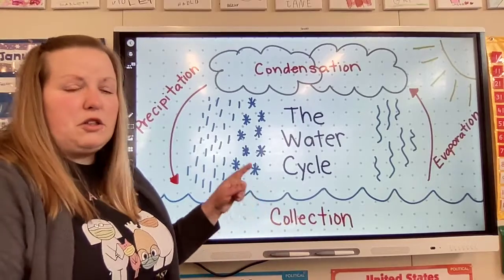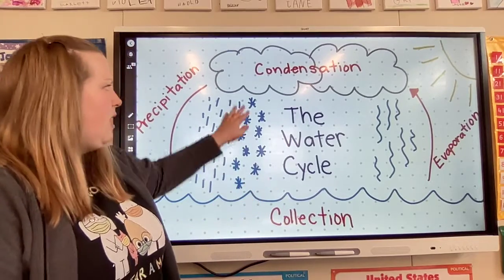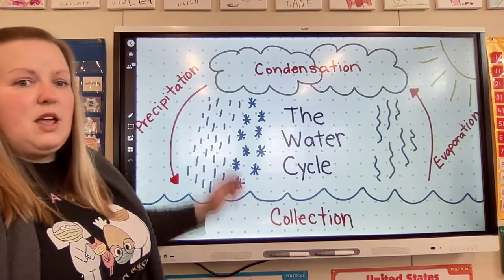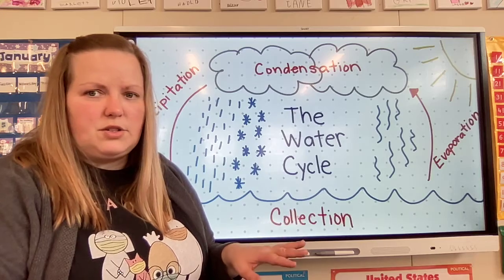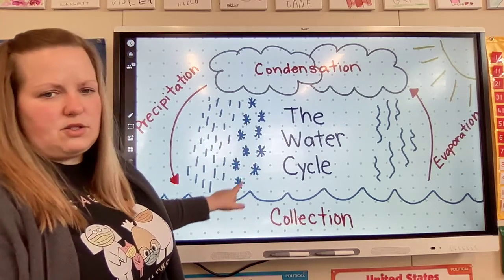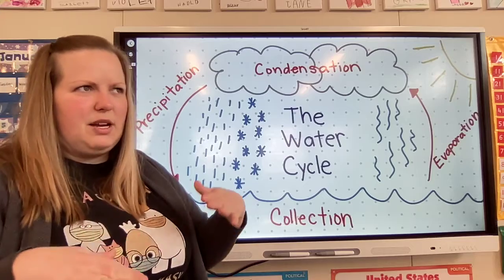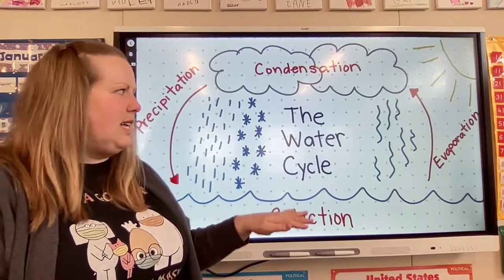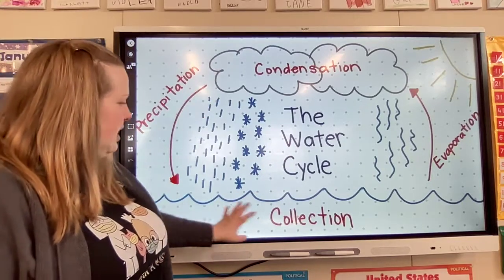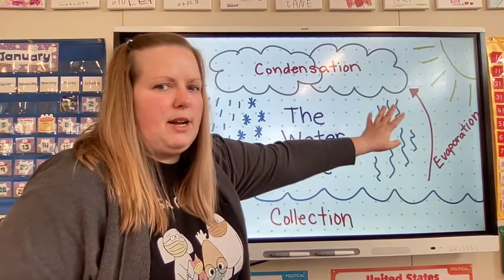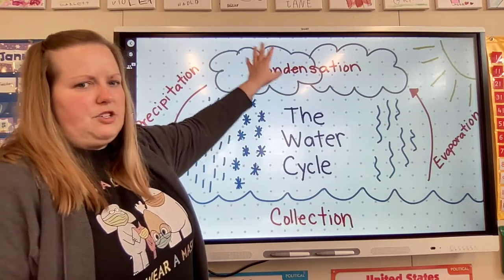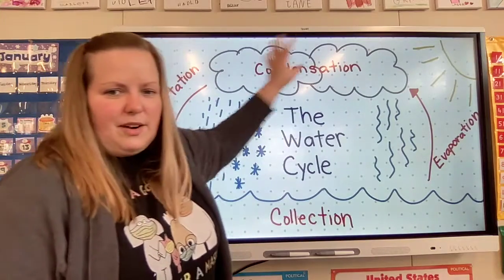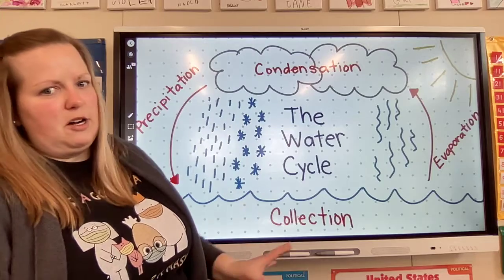And if it's over 32 degrees Fahrenheit, it falls as rain. It's called precipitation. But if it's colder, if it's under 32 degrees Fahrenheit, it falls as snow. And sometimes when it's in between, 33, 34 degrees, it comes kind of down as sleet too. So it falls back down, it collects, and then it evaporates, it condenses, condensation, precipitation, collection. And it goes around and around. It's called a cycle, which is another word for a circle.